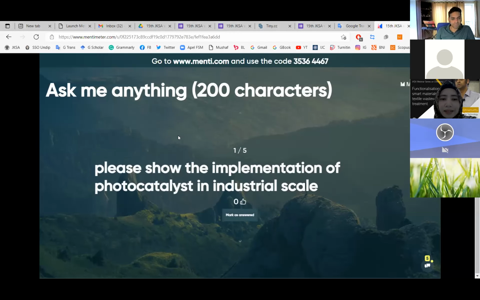Okay, next. Please show the implementation of the photocatalyst in the industrial scale, which I showed you in one of my slides. Yeah. And it is there on my website as well. If you want, you can please see that, which I think you can share as well.